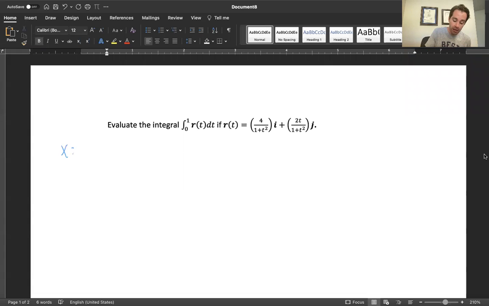First of all, for the x, it's going to be the integral from 0 to 1 of 4 over 1 plus t squared dt. This might make you reach for some kind of u substitution or something like that, but u substitution only works when there's a du to cancel out with the u. So if you choose u to be 1 plus t squared, your du is going to involve a t, and you're kind of out of luck.